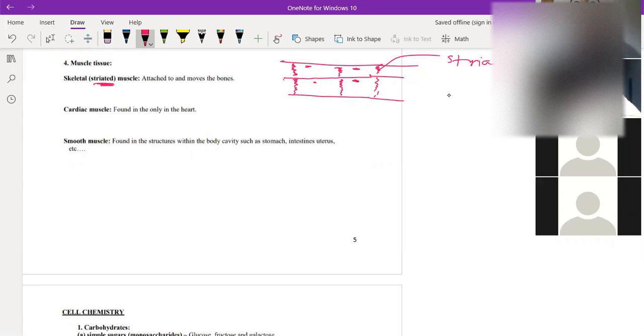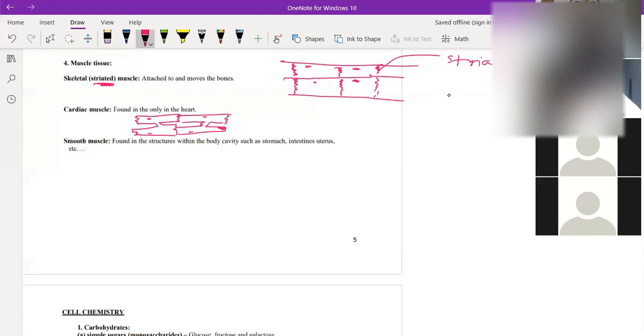Then cardiac muscle is found in the heart. Cardiac muscle will look like something that looks like here. You see branching. The cells will be branching. They'll be interconnected like that. So you see interconnections, and they have a nucleus somewhere. Then you are dealing with cardiac muscle.